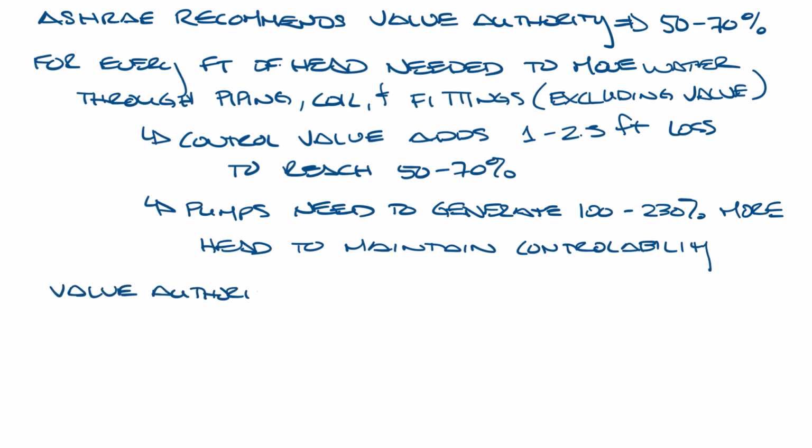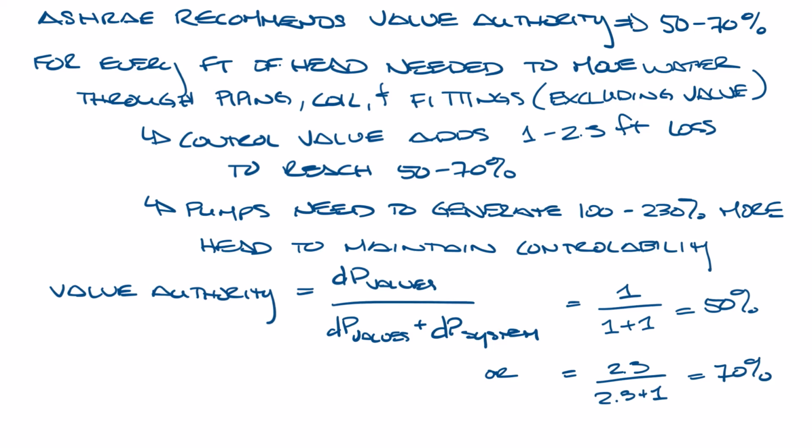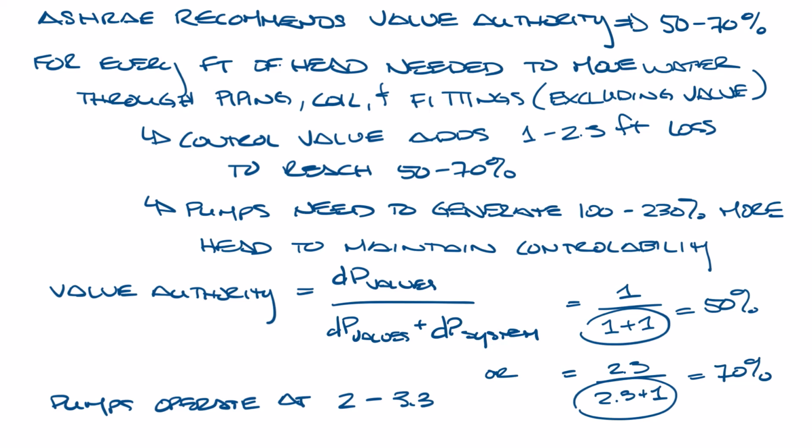Valve authority equals pressure drop across the valve when wide open, divided by the pressure drop across the valve when wide open, plus the pressure drop across the rest of the system. So if we look at this, we would have 1 divided by 1 plus 1 is 50%, or 2.3 divided by 2.3 plus 1 is 70%. So your pumps would need to operate at 2 to 3.3 feet of head for every foot of head required by the system minus the valves. That's a lot of extra pump energy.